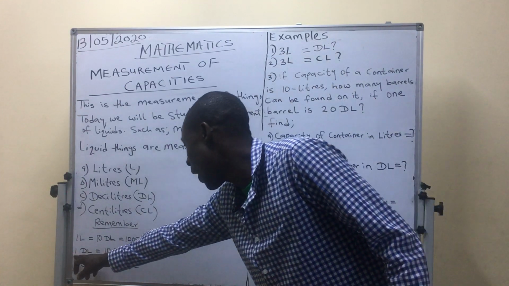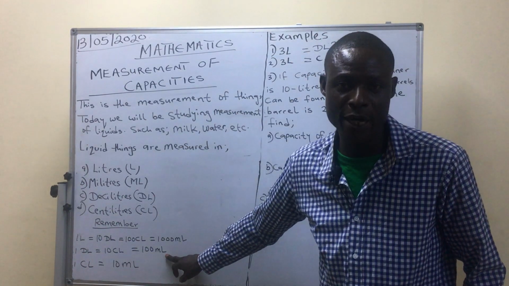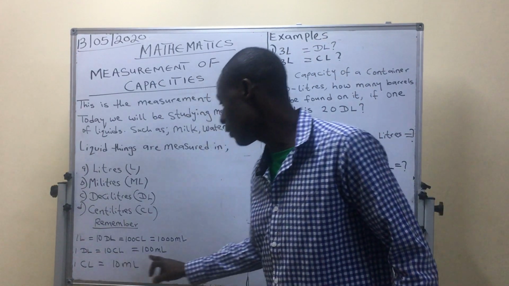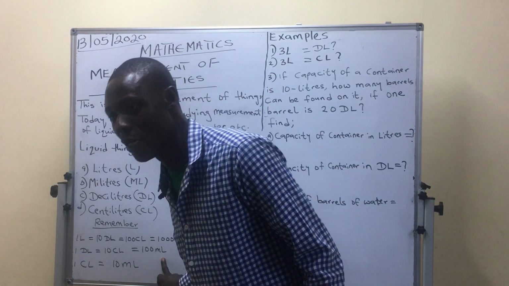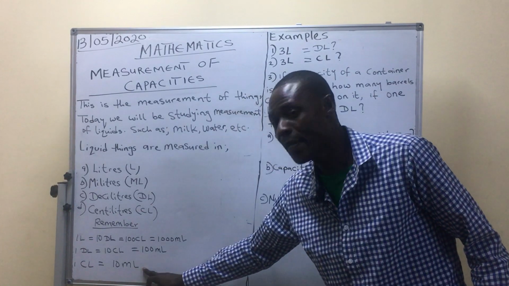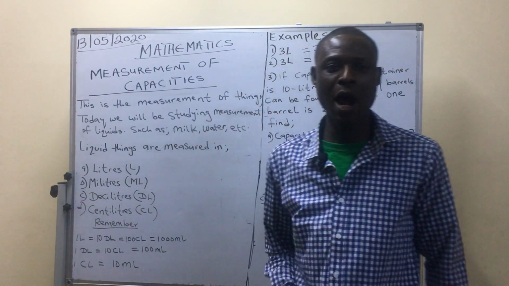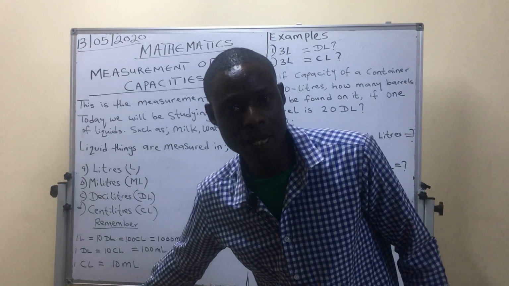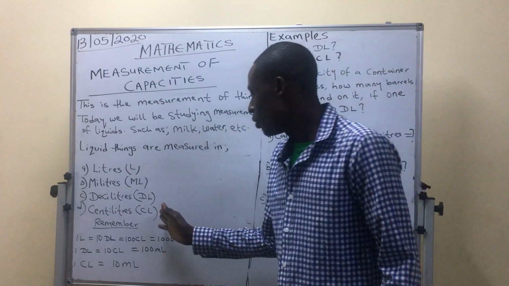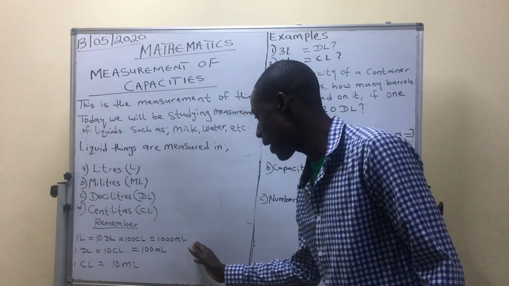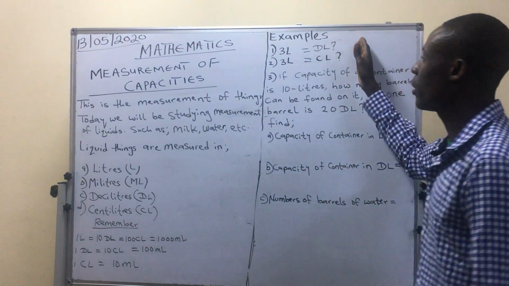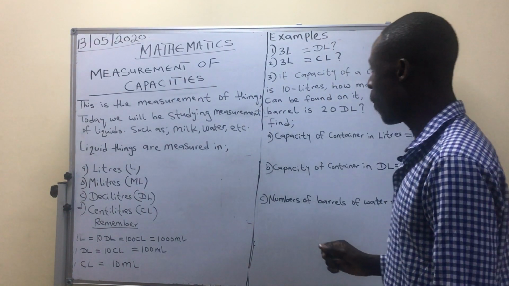If you have 1 deciliter, you have 100 milliliters. If you have 1 centiliter, you have 10 milliliters. Now, you have to memorize this, as I said, and we are going to use this to solve the questions beside here. Example 1.